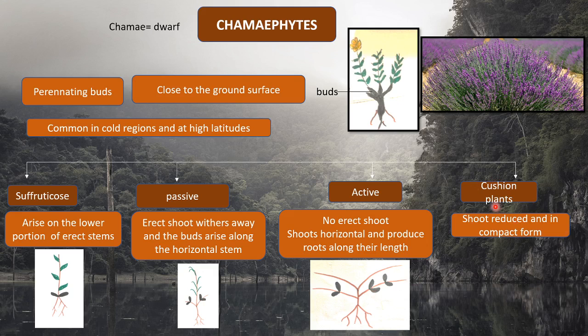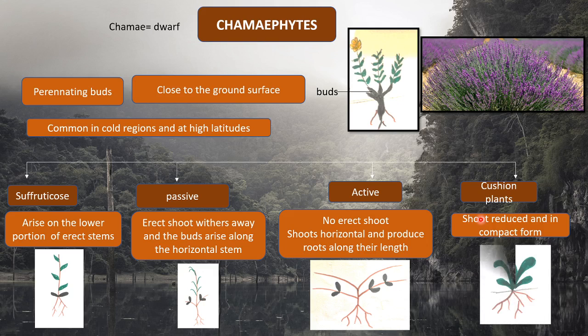Now the cushion plant is a very short, reduced and compact version, right? So the shoots that you see here are very short and very compact. It looks like a cushion, and therefore this is called a cushion plant, and the buds arise on these shoots, right? There is actually no way to say whether it is a horizontal or an erect shoot. This looks like a cushion, and there are many shoots arising which are reduced and compact in form. So this is cushion chamaephytes, right?